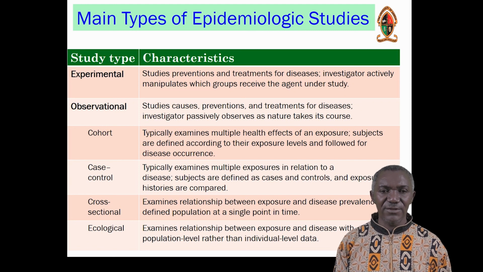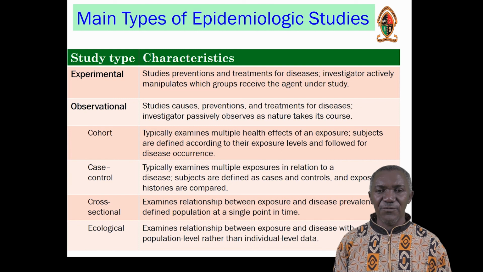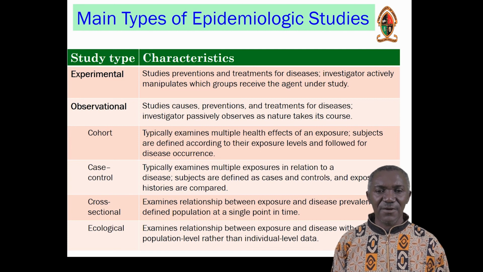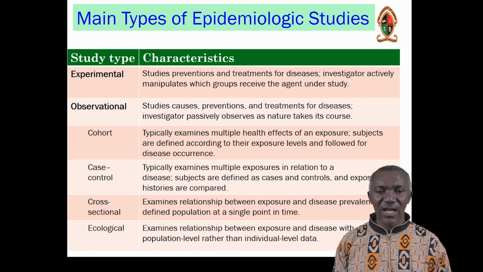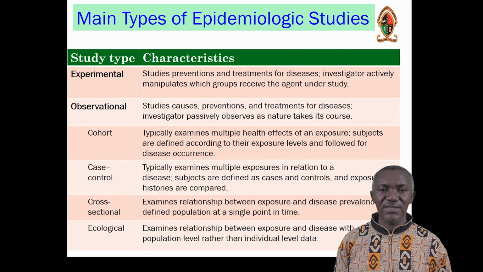Then you have the different types. The cohort typically examines multiple health effects of an exposure. Subjects are defined according to their exposure levels, such as exposed and not exposed, and then they are followed up for occurrence of the outcome of interest. In a case control study, it typically examines multiple exposures in relation to disease. Subjects are defined as cases or controls, and exposure histories are compared. So we identify cases and we identify controls, then we look back in history to see whether they were exposed.